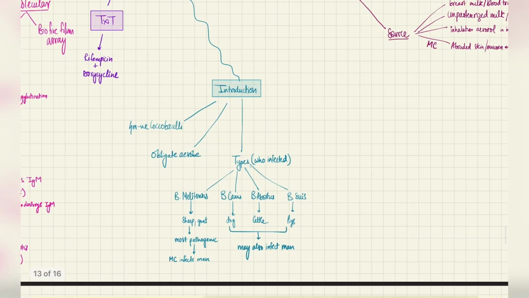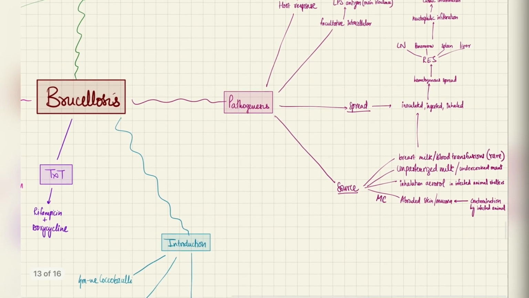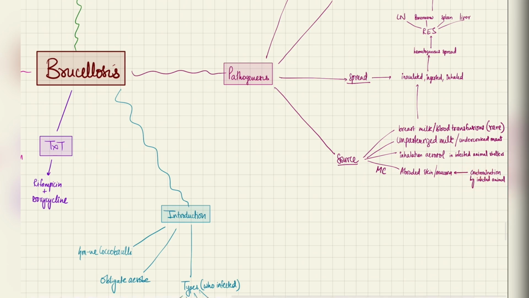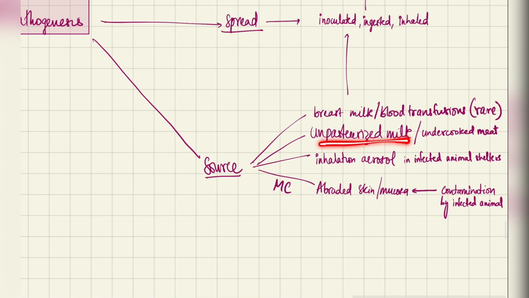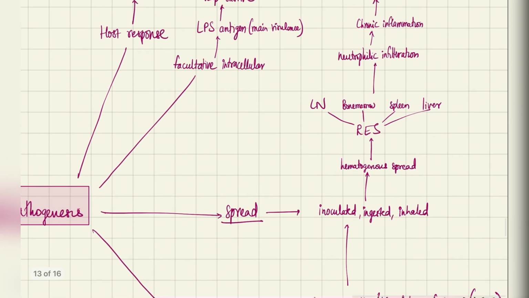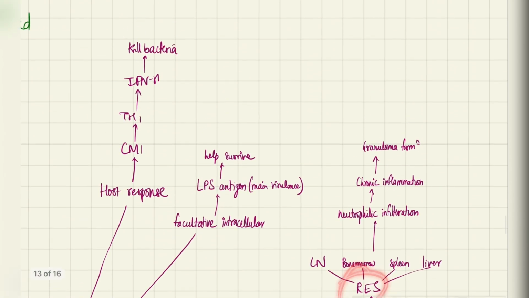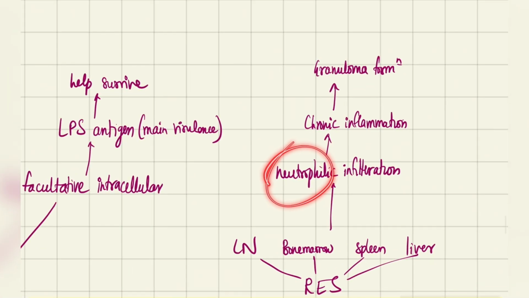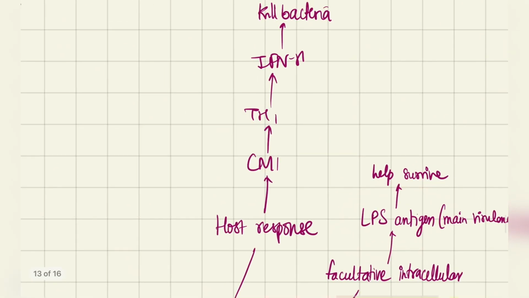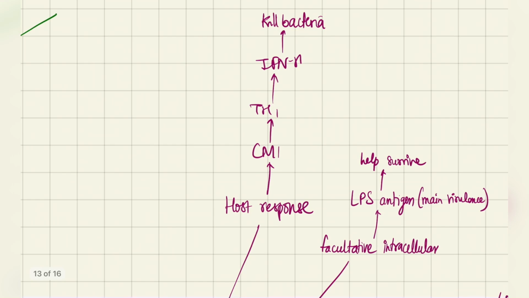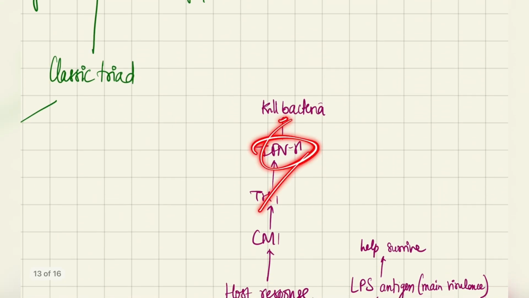Quick recap: this is a gram-negative coccobacillus, and the type most commonly infecting humans is Brucella melitensis. The source of infection most commonly is contaminated animal material entering abraded skin or mucosa, otherwise through unpasteurized milk or undercooked meat, and then it goes into the reticuloendothelial system where it will trigger neutrophilic infiltration and finally lead to granuloma formation. LPS antigen is the virulence factor, and there is triggering of our cell-mediated immunity leading to IFN gamma and Th1 response which kills the bacteria.